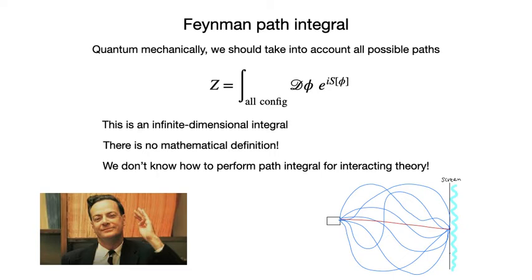In quantum field theory, we can perform this path integral only for free theory. For free theory, we can perform a Gaussian integral. On the other hand, if you add some interaction term in the Lagrangian, we don't know how to perform this path integral, even at the physics level.